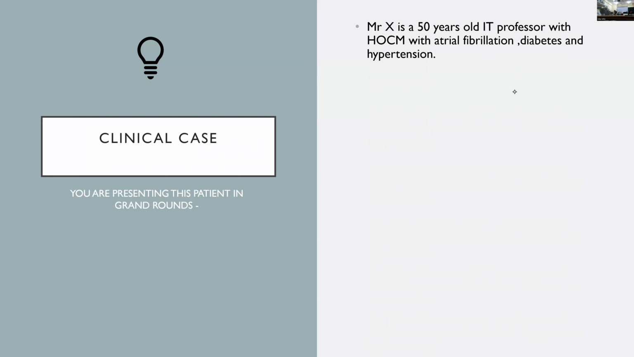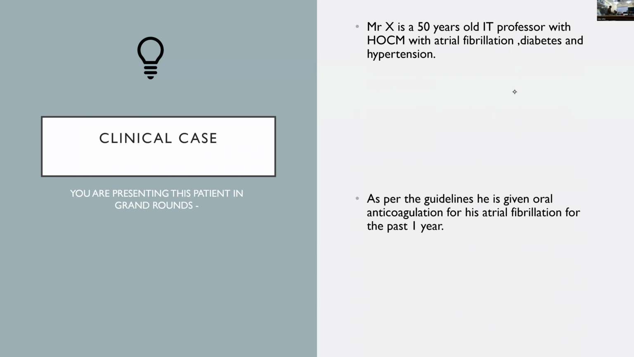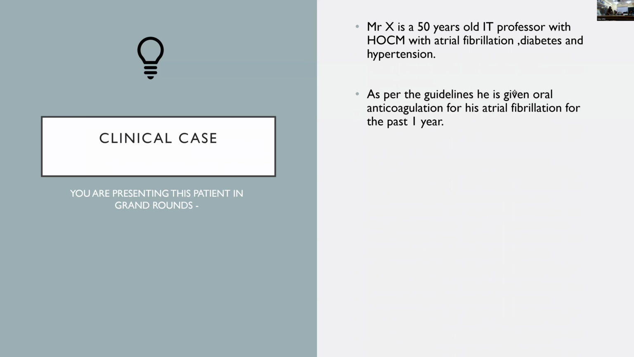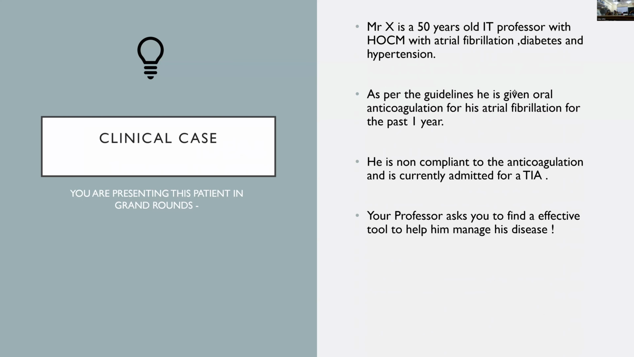A 50-year-old man, a professor with a cardiac problem, HOCM with atrial fibrillation, with diabetes and hypertension. As per the guideline, for this treatment he is on a blood thinner called oral anticoagulation. He has been on this medicine for 1 year, he's not compliant, and has come with a complication of a TIA, which is like a minor stroke. Because of this non-compliance and complication, your professor asks you to find an effective tool to help manage this disease.